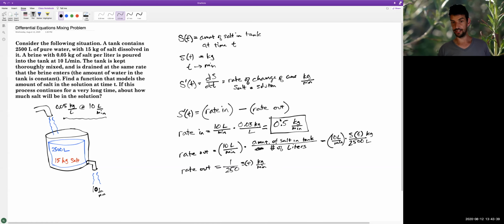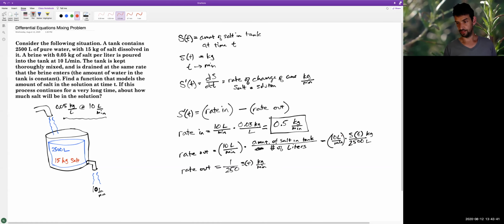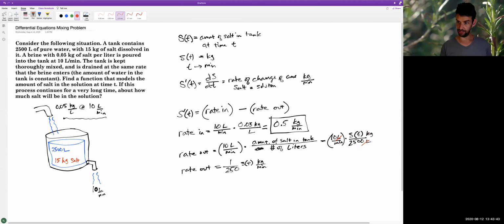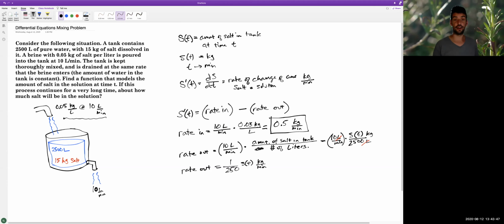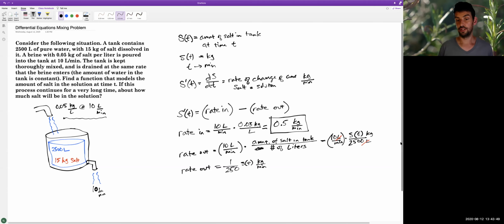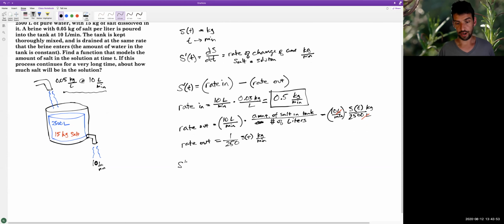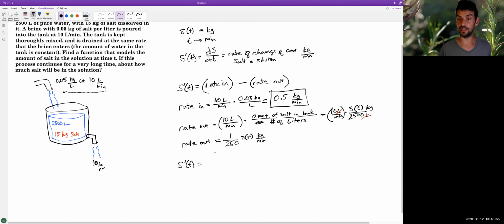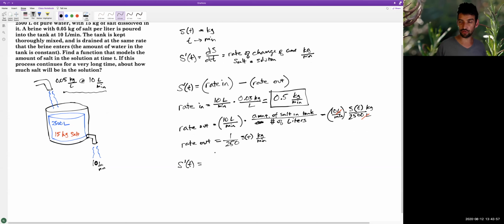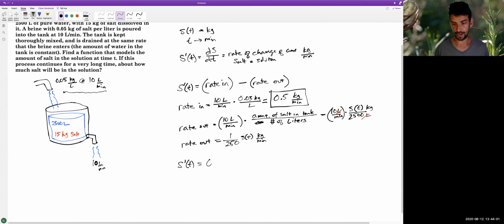The liters again will cancel. We've got liters here, kilograms per minute. All right, there is our rate out. So now we have a nice expression for S prime of T. The rate in, I'm going to drop the units now. We know the units of these two things match, so we can look carefully at what we're, let's decide.